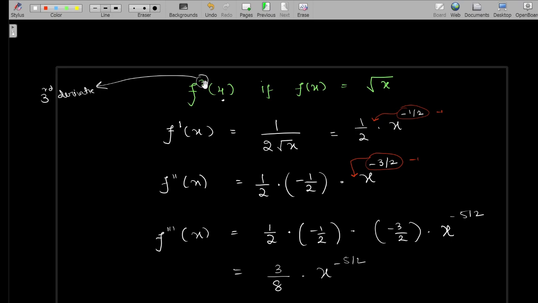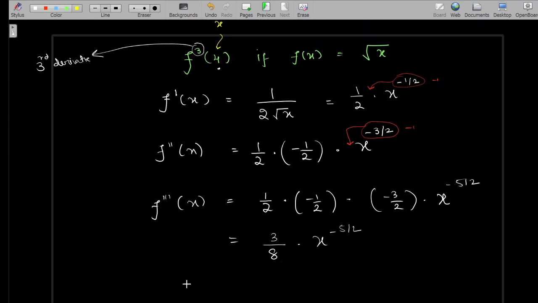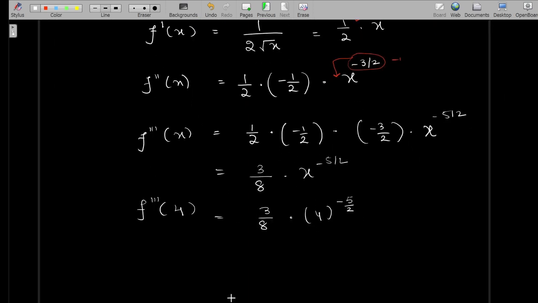Now you have to find out what is the value of the third derivative when x is equal to 4. Okay, so just plug in x is equal to 4 in this answer. So the third derivative of f when x is equal to 4, 3 over 8 times 4 raised to negative 5 over 2. So now simplify this. 4 raised to negative 5 over 2. What will be that?